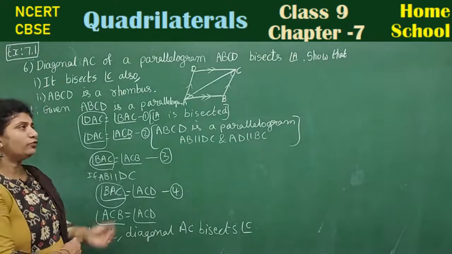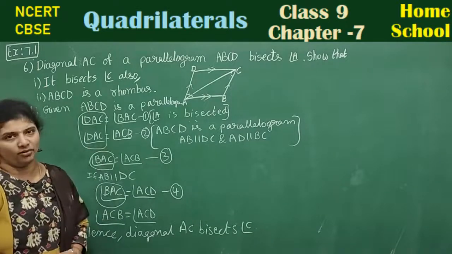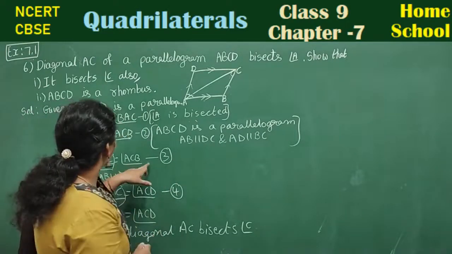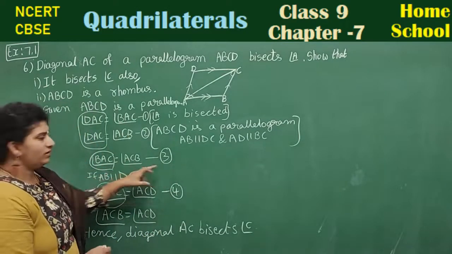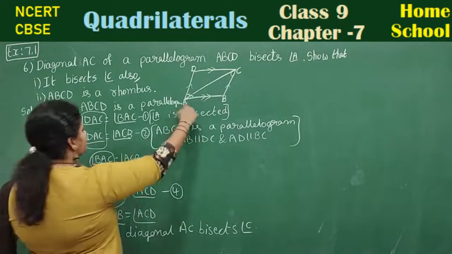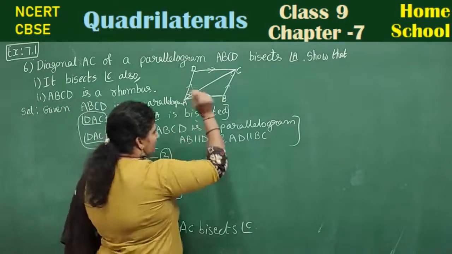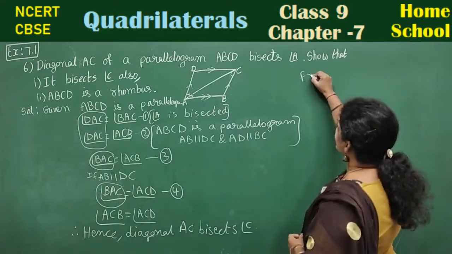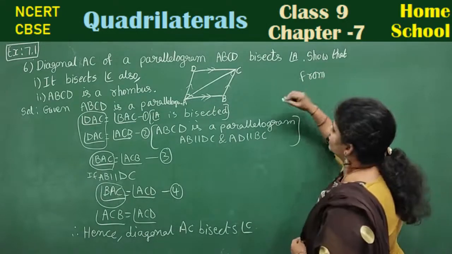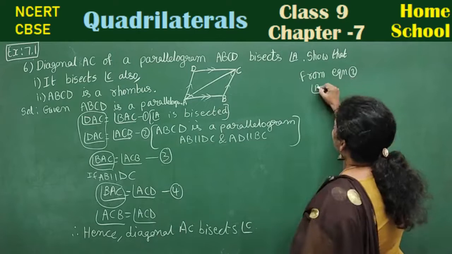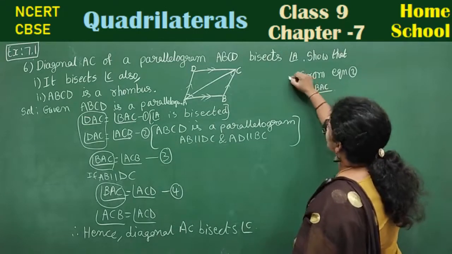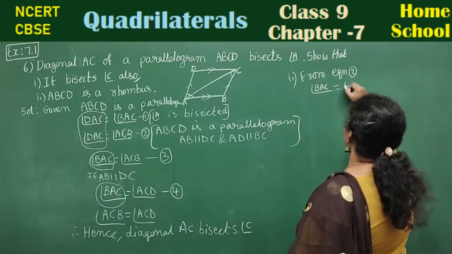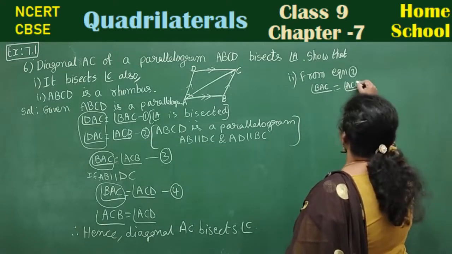Second one, prove that ABCD is a rhombus. How can we prove it, children? So here, by equation 3, look here, angle BAC is equal to angle ACB. So now let me start here. For the second proof, I am going to start here. From equation 2, angle BAC is equal to ACD.